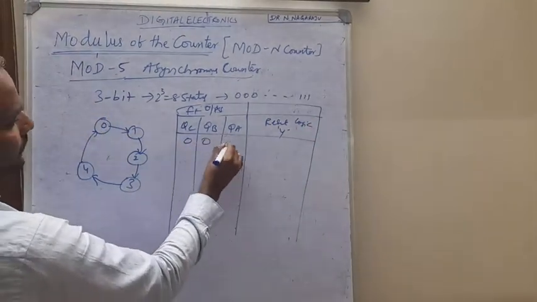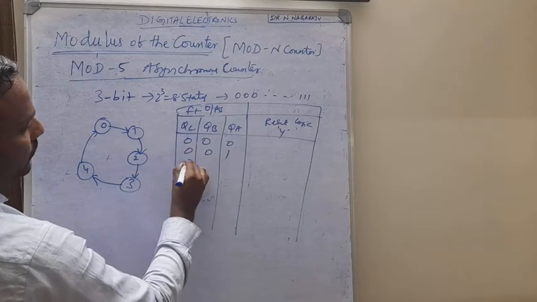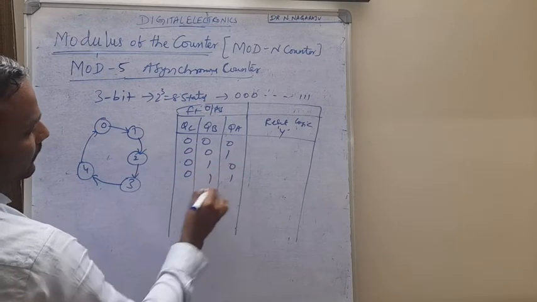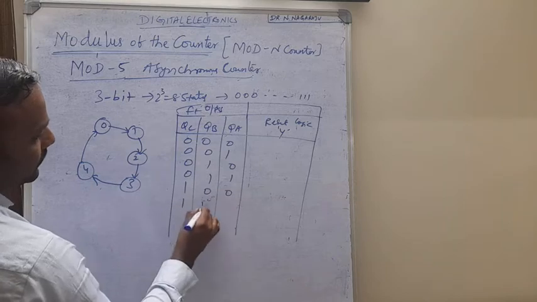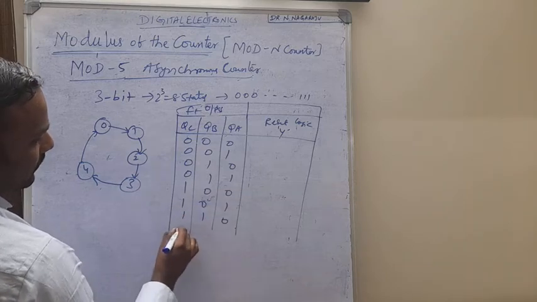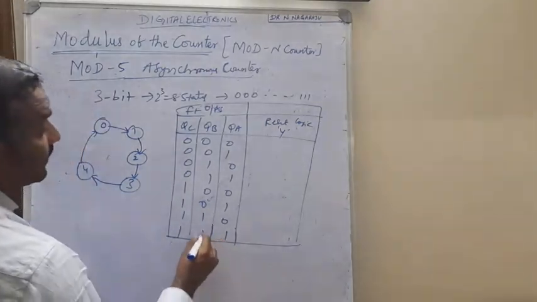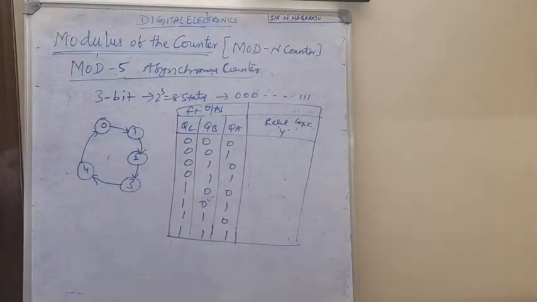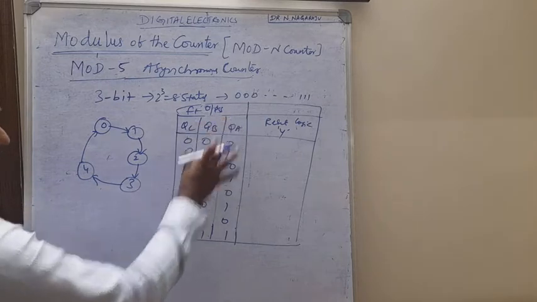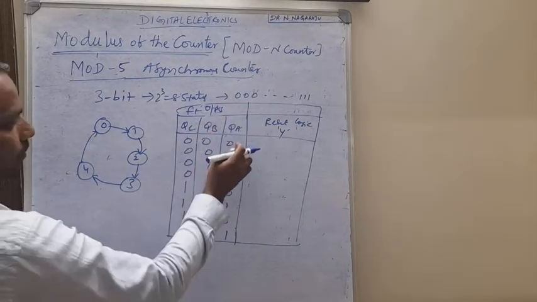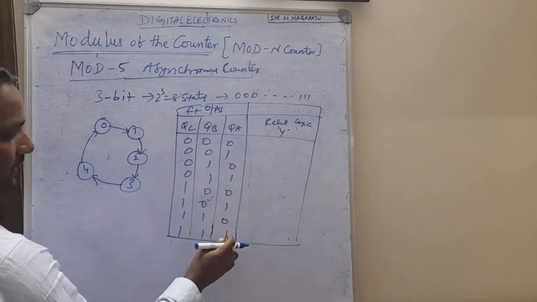000, 001, 010, 011, 100, 101, 110, 111. So these are the different excitations for 3 variables. QC, QB and QA are the counting variables: 0, 1, 2, 3, 4, 5, 6 and 7, right?